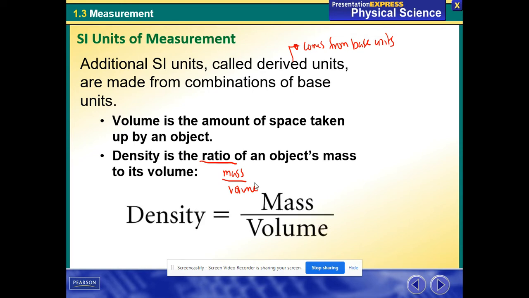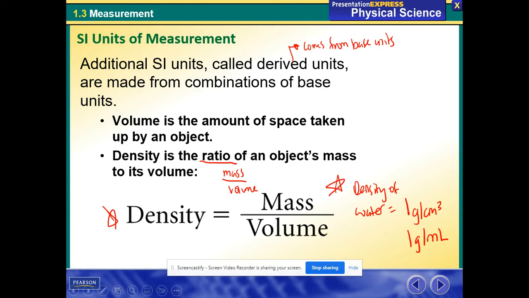Density equals mass divided by volume. I'm also going to star this because it's very important for you guys to know it. Also, please write in your notes that the density of water equals 1 gram per centimeter cubed, or 1 gram per milliliter. Please write that down in your notes.